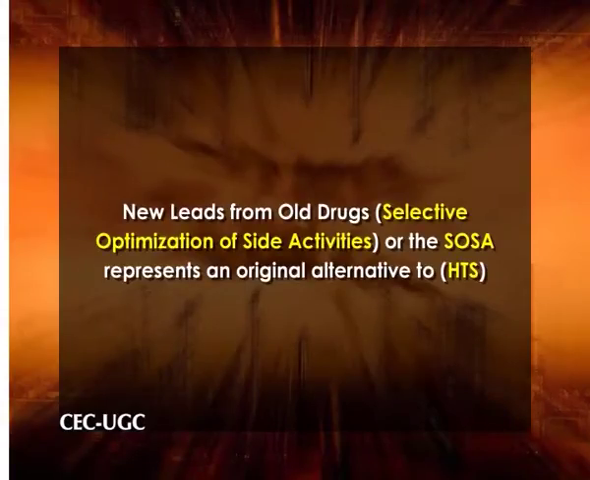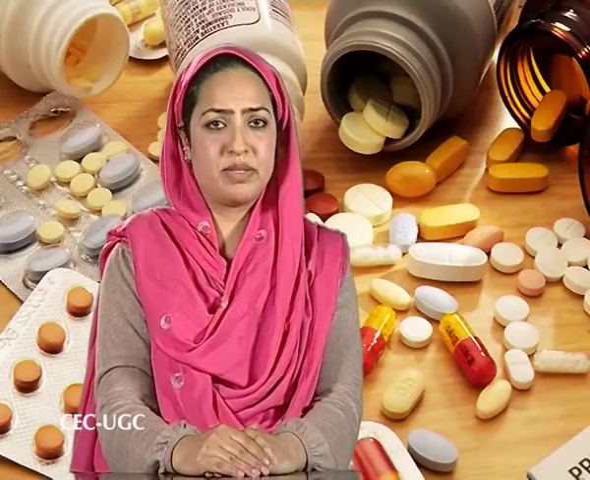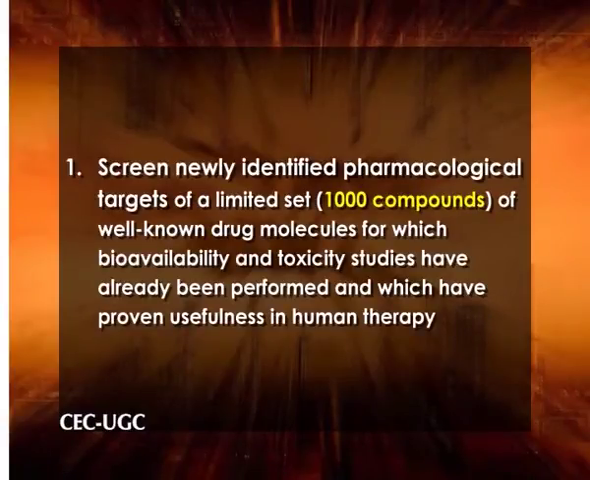Another type is new leads from old drugs. Selective optimization of side activities, or SOSA, represents an original alternative to HTS. It consists of two steps. Number 1, screen newly identified pharmacological targets on a limited set, approximately 1,000 compounds, of well-known drug molecules for which bioavailability and toxicity studies have already been performed and which have proven usefulness in human therapy.